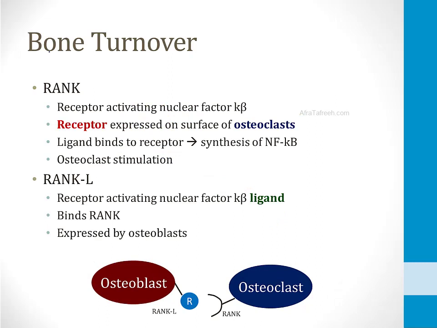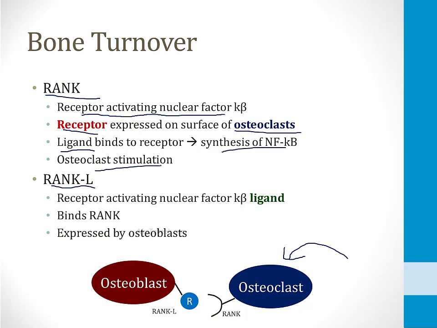The first signal from the osteoblast to the osteoclast that we're going to talk about is RANK and RANK-L. So RANK stands for receptor activating nuclear factor kappa beta. This is a big, long, confusing name, but basically RANK is just a receptor, and it's expressed on the surface of osteoclasts, as I've shown in my picture at the bottom of the screen here. When this receptor binds to something called a ligand, this leads to synthesis of nuclear factor kappa beta in the osteoclast, and that stimulates the osteoclast.